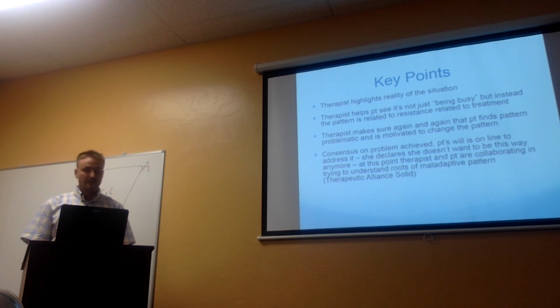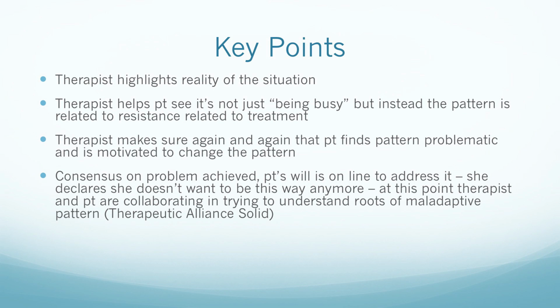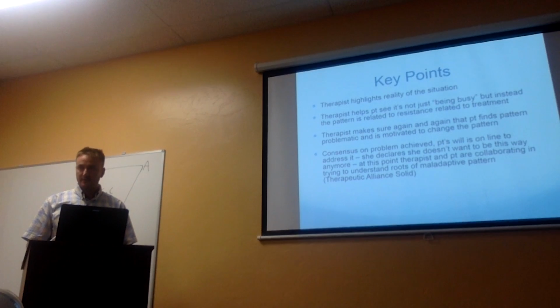So key points, right? A therapist highlights the reality of the situation. Therapist helps the patient see that in this case, it might be in other cases, but in this case, it was not just about being busy or having too much going on, but instead the pattern is related to resistance in regards to treatment. And the therapist makes sure again and again that the patient finds the pattern problematic and is motivated to change it. So then there was consensus on what was going on, that it's a problem and so on. So then I had a therapeutic alliance, right?